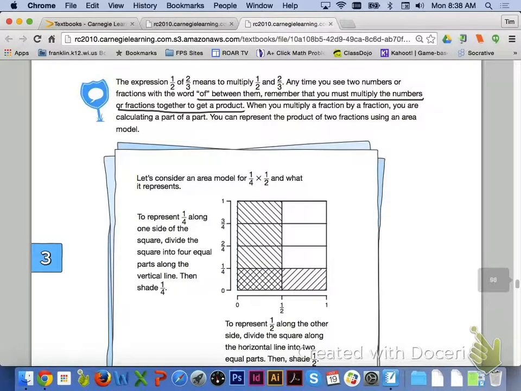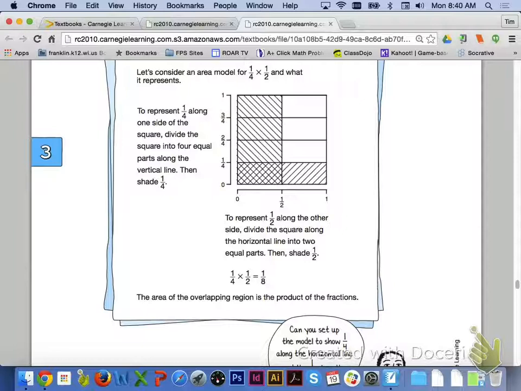At the top of page 190, the expression 1/2 of 2/3 means to multiply 1/2 and 2/3. Anytime you see two numbers or fractions with the word of between them, remember that you must multiply the numbers or fractions together to get the product. When you multiply a fraction by a fraction, you are calculating a part of a part. You can represent the product of two fractions using an area model. So let's take a look at the example.